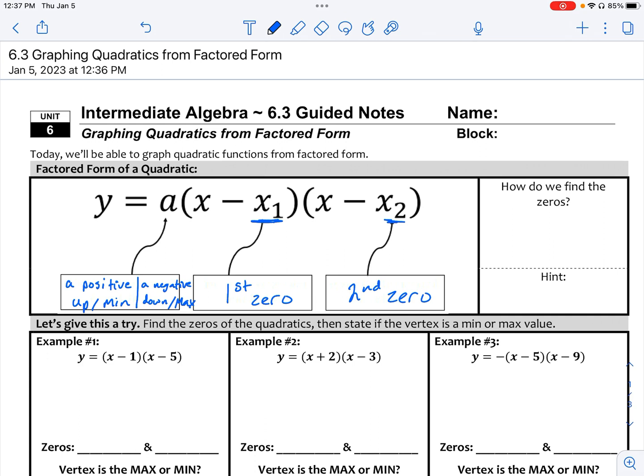So how do we find what these zeros actually are? What we're going to do is set those parentheses equal to 0 and solve. A hint, if you get good at this, what you really can do is just use the opposite sign. So whatever sign you see, it's going to be the opposite of that.